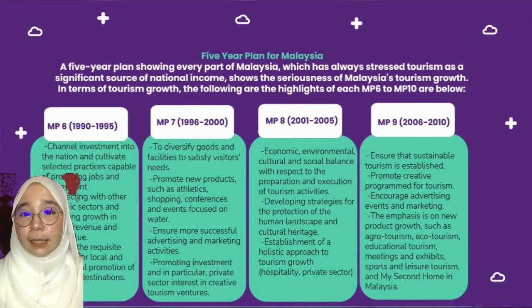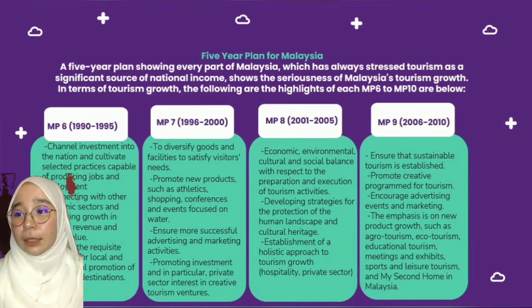Okay, next is MP8, which is 2001 until 2005. First is economic, environment, culture and social balance with respect to the preparation and execution of tourism activities. Second is developing strategies for the protection of the human landscape and cultural heritage. Third is establish a holistic approach to tourism growth, for example, hospitality and private sector.